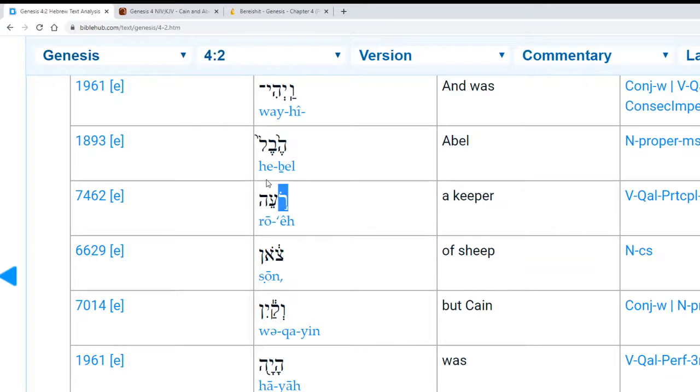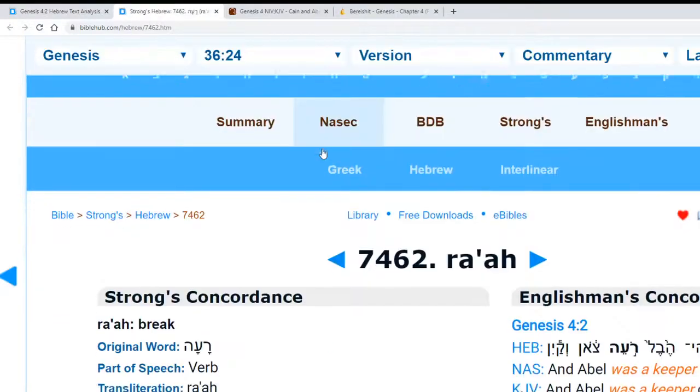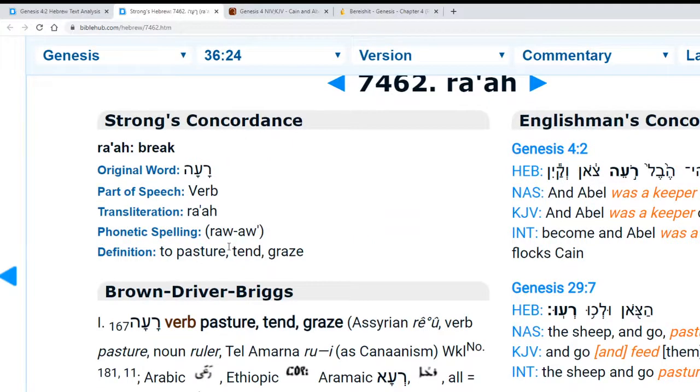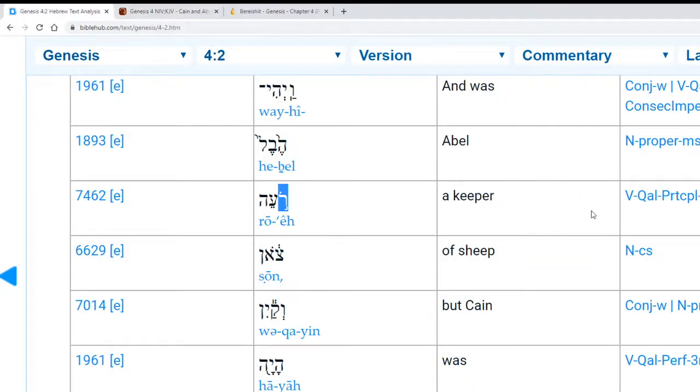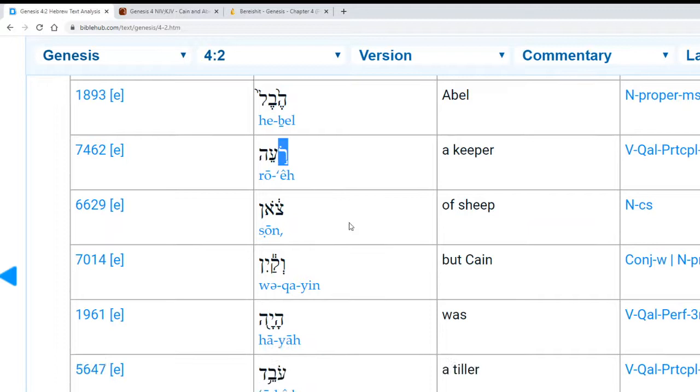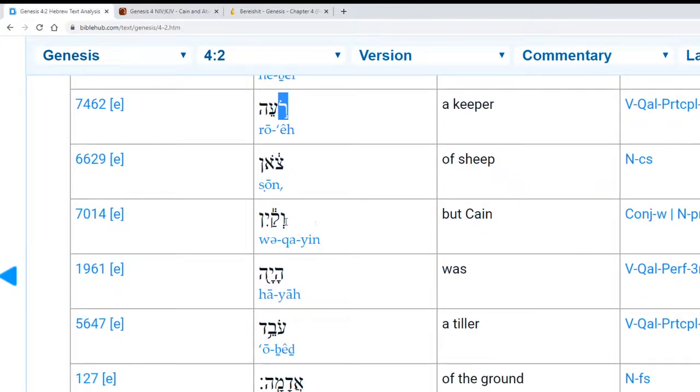So ro'eh tzon is in the construct form, right? Ro'eh, ra'ah, means to keep, resh ayin hey, to pasture, tend, graze. And ro'eh tzon is the word shepherd we see so much, which makes sense. It's one word, and in the Hebrew, this is smichut. It's construct. It's together. Smichut, right? Construct.